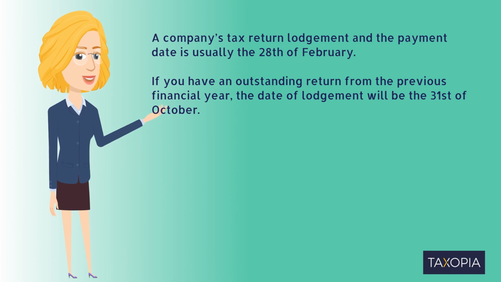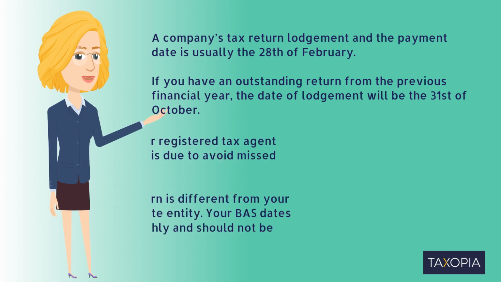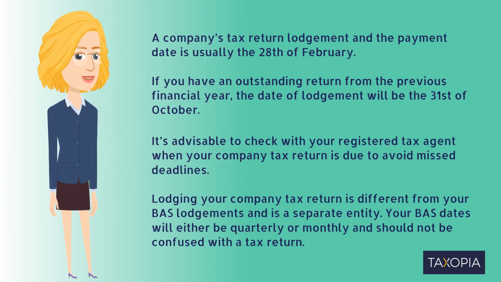A company's tax return lodgement and the payment date is usually the 28th of February. If you have an outstanding return from the previous financial year, the date of lodgement will be the 31st of October. It's advisable to check with your registered tax agent when your company tax return is due to avoid missed deadlines. Lodging your company tax return is different from your BAS lodgements and is a separate entity. Your BAS dates will either be quarterly or monthly and should not be confused with a tax return.